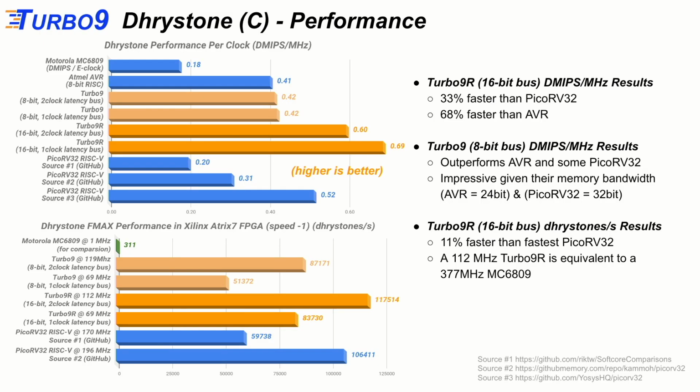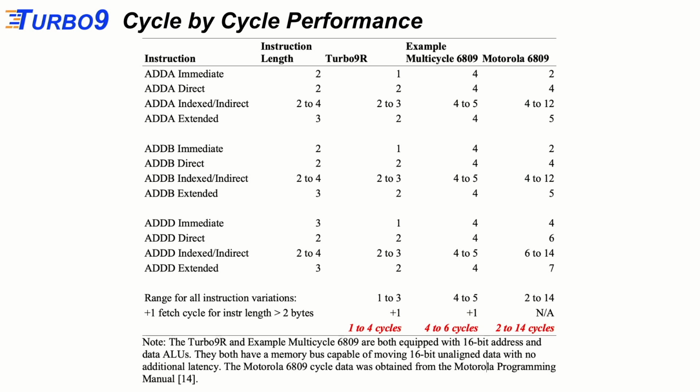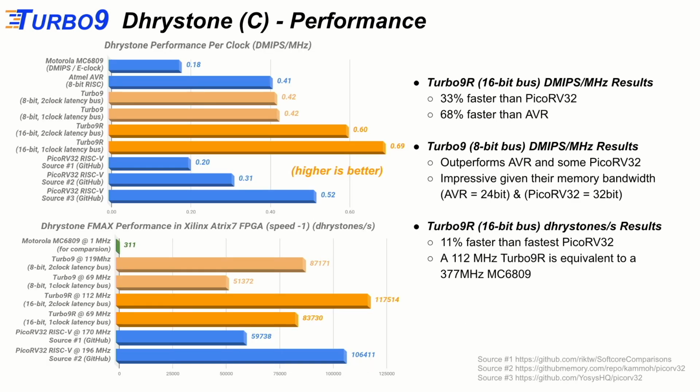So, Dhrystone performance, where we're showing different variations of the Turbo9, with different memory subsystems, 16-bit, one cycle latency and so on and so forth. Classic 6809, Atmel AVR, and then a PicoRV32 RISC-V, which is kind of the smallest RISC-V implementation out there, and different variations of that. And then, so this is the clock per performance. So this is the DMIPS.